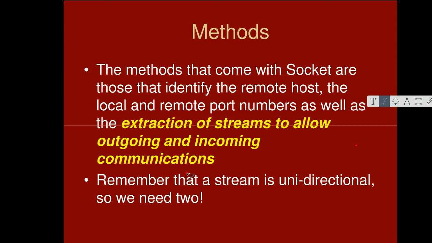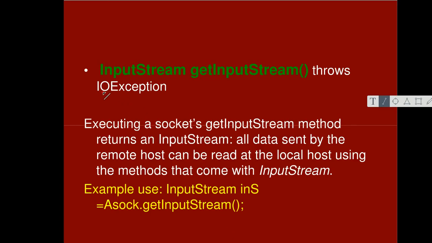So a socket provides methods for identifying two streams that are now associated with the socket if the connection has succeeded. So the method is, first of all, there's a method in a socket object, or the socket class, getInputStream. And it returns an object of type InputStream.